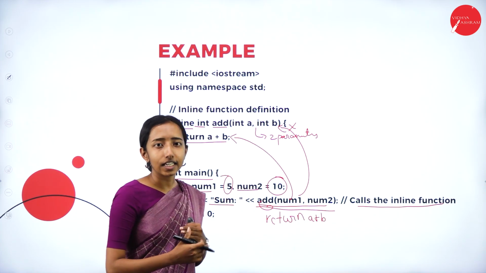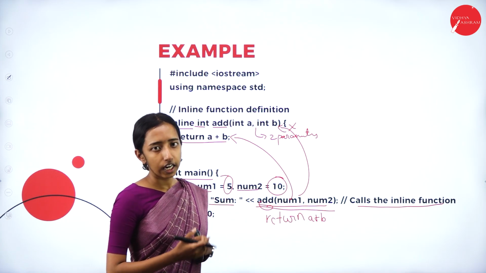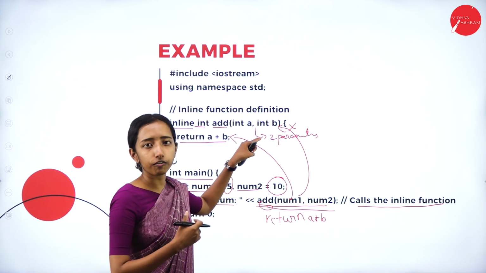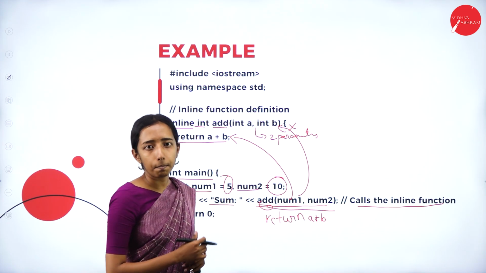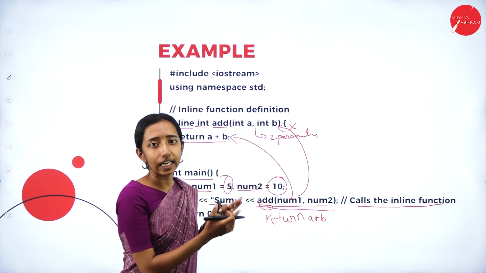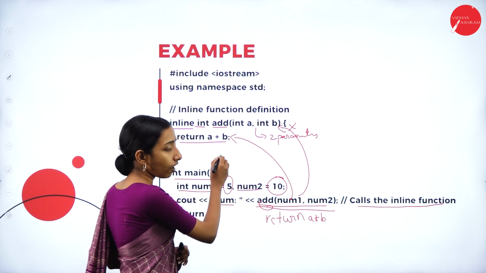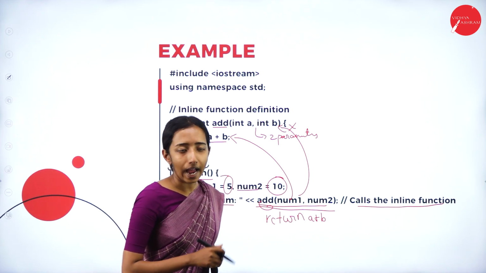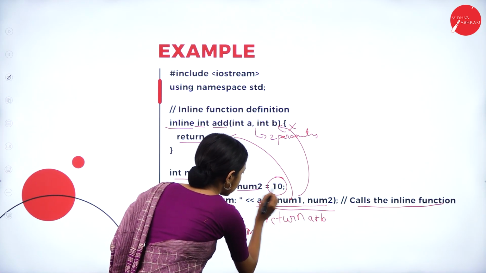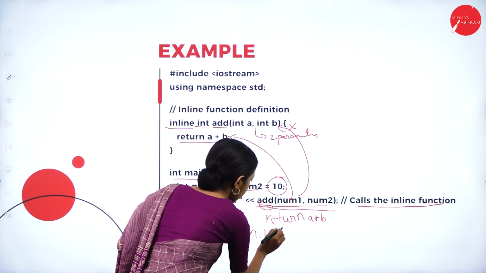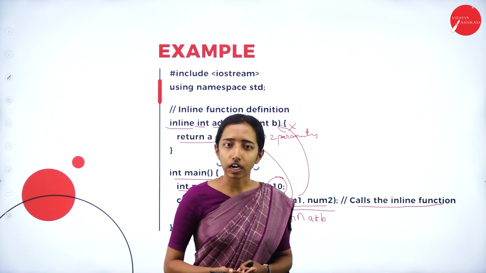So that's why it is eliminating the overhead of the function call. It eliminates the overhead of the function call by directly taking the main part, and that is called an inline function. So it will directly take the return a plus b and give the sum, 10 plus 5, that is 15, as the output. So this was about the inline function.